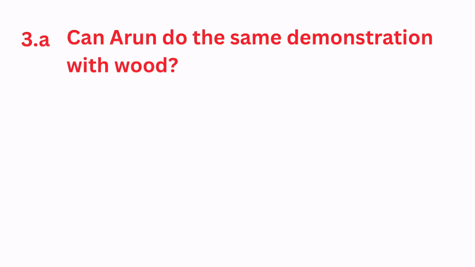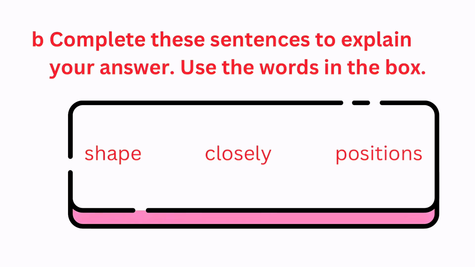Question number 3. A. Can Aaron do the same demonstration with wood? No. B. Complete these sentences to explain your answer. Use the words in the box. The words in the box are shape, closely, positions.